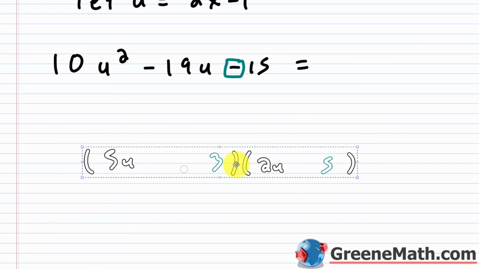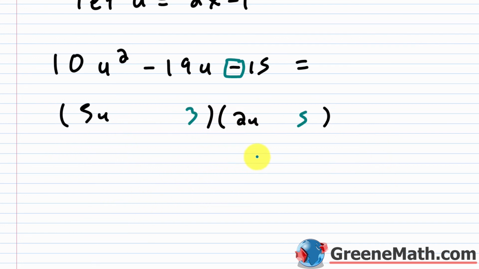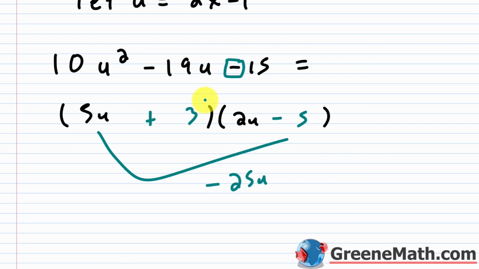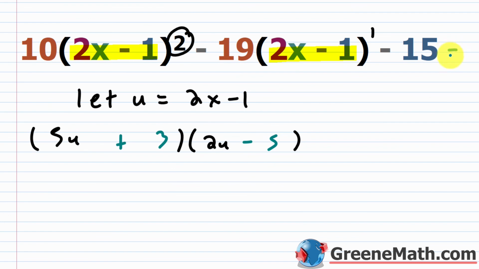So let's go ahead and bring this up here. I want my outer to be bigger in terms of absolute value, and I want this to be negative. So this would be negative 25u. I want this to be positive. So smaller in terms of absolute value, this would be positive 6u. So basically you'd have negative 25u plus 6u. That gives you that negative 19u. And let me put equals here. Remember, u is 2x minus 1.